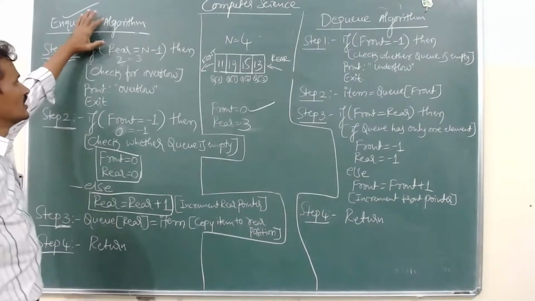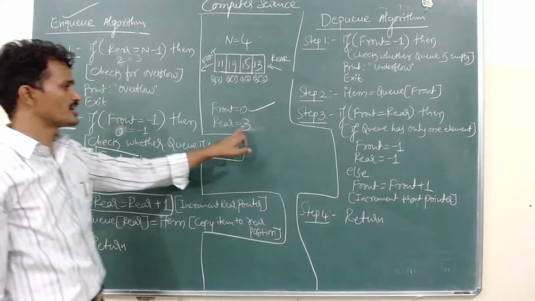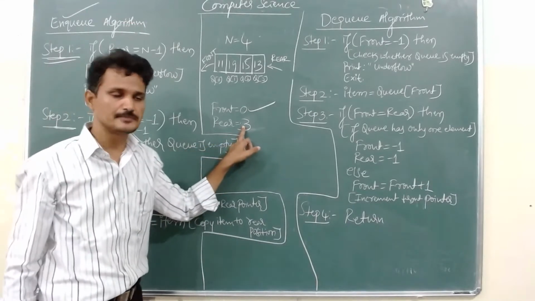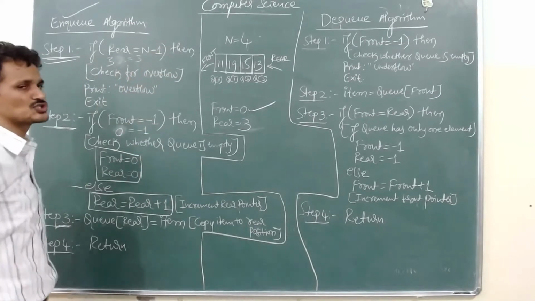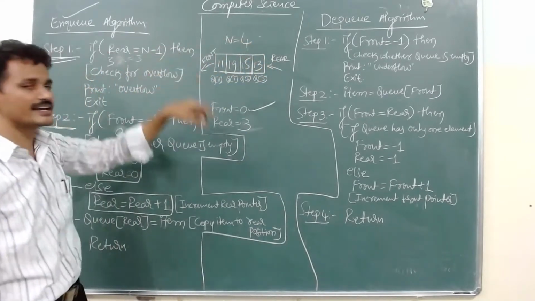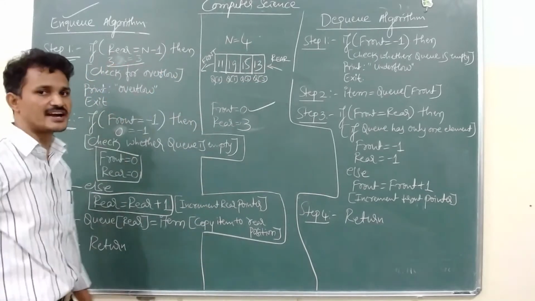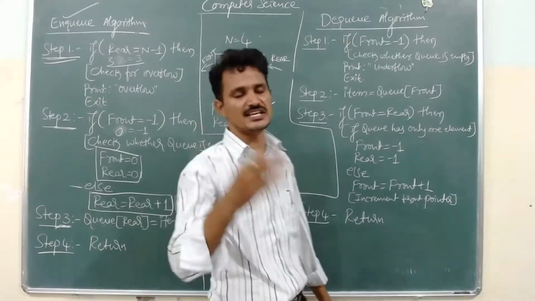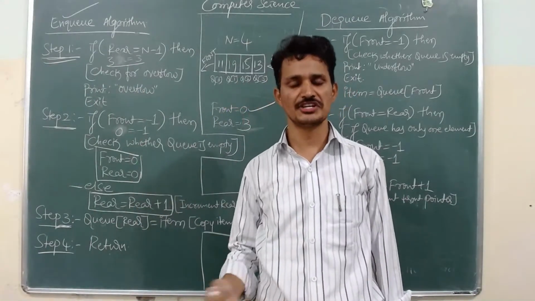Step 1. Rear is equals to n minus 1. Rear, what is the value of rear? 3. I am going to substitute the value here, 3. 3 is equals to n minus 1. What is the value of n? N is 4. 4 minus 1 is 3. So, have a look at the condition. Just compare the value. 3 is equal to 3. Of course, it is true.